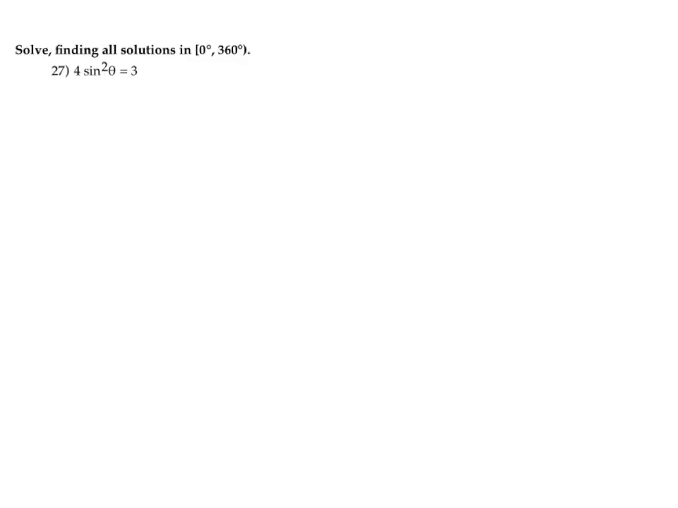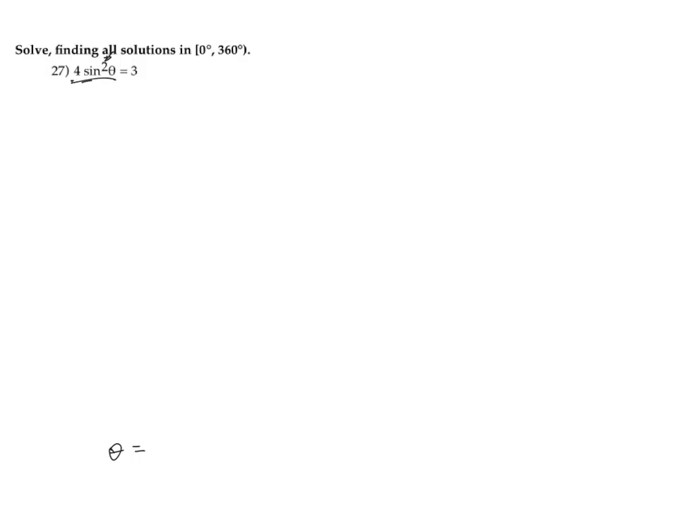Alright, here's a couple of trig equations that we need to solve. Remember that when you're solving any equation, at the end you want to get theta is equal to something. And so with this one up here, I have to get rid of the 4, I have to get rid of the squared, and I have to get rid of the sine. So there'll be three things I need to do in order to get down to that point where I can say theta is equal to something.